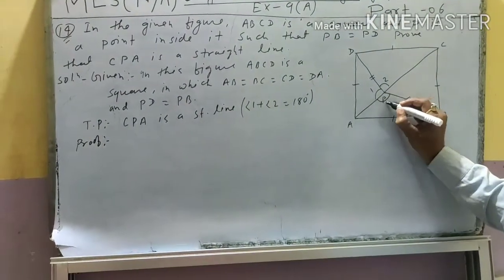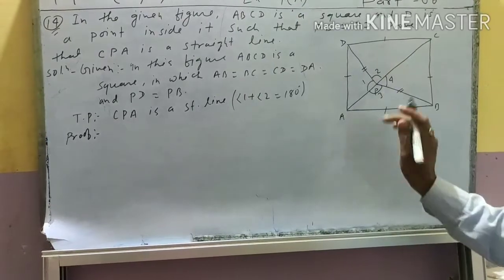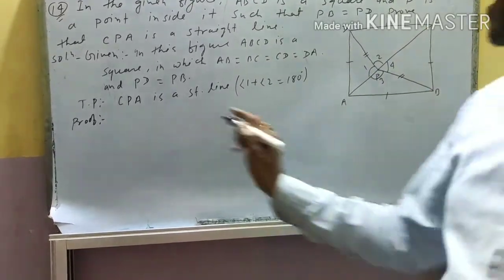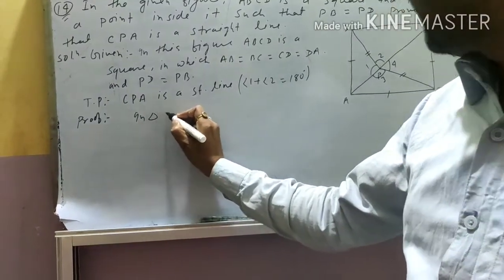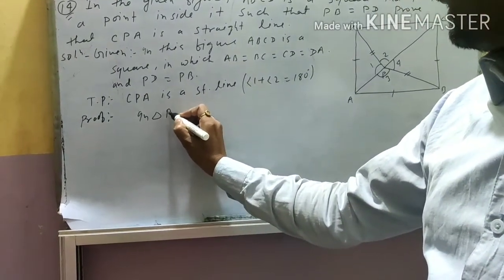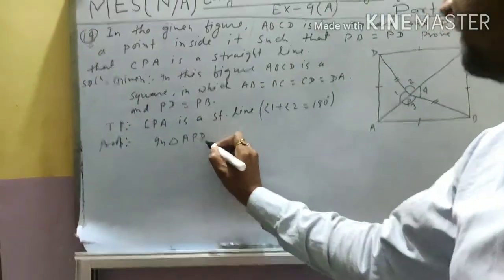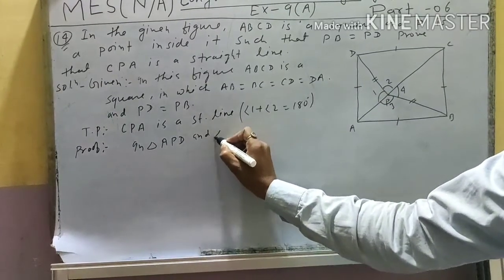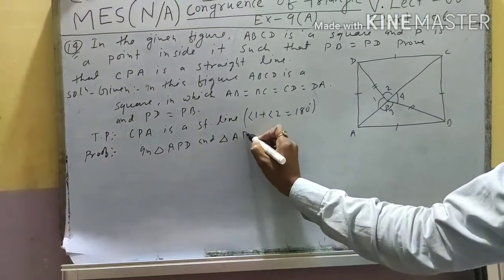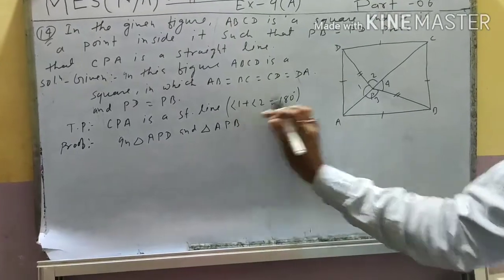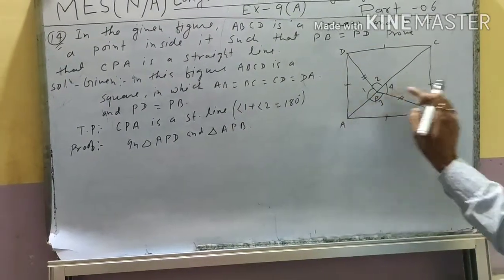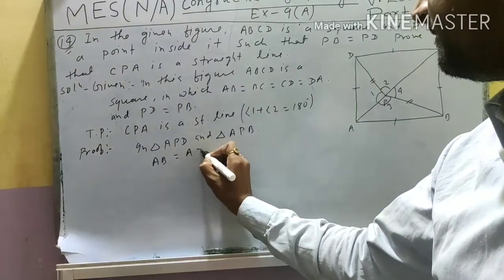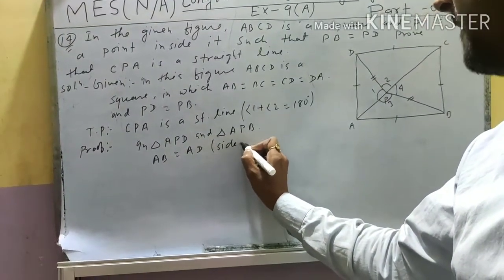Suppose this one is angle 3 and this one is angle 4, so naming the angles: angle 1, angle 2, angle 3, angle 4. In triangle APD and triangle APB, first of all write AB is equal to AD, sides of a square.